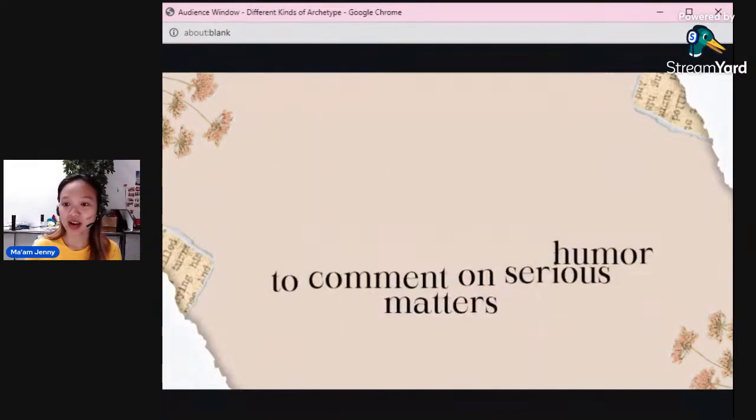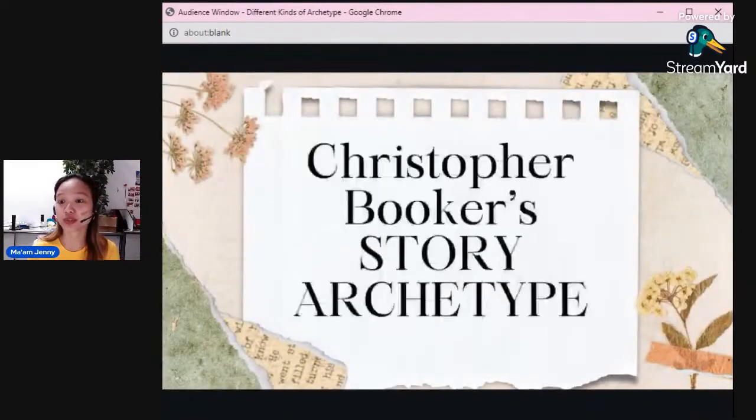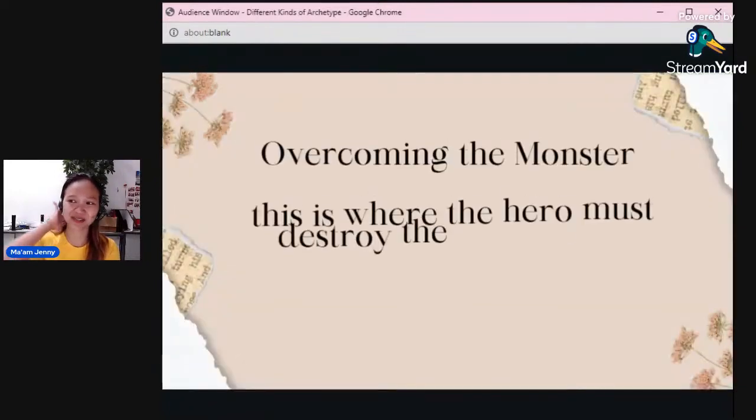So now, apart from the character archetypes, we also have what we call the story archetype. So there are so many, as in sobrang dami story archetypes, actually. But I chose this one, Christopher Booker's story archetype. The rest naman kasi are parang understandable na, like, the hero, the lover, so it's self-explanatory, diba? But these, maybe it will take us by surprise, you know? Baka naman lumabas to and we're not even familiar.